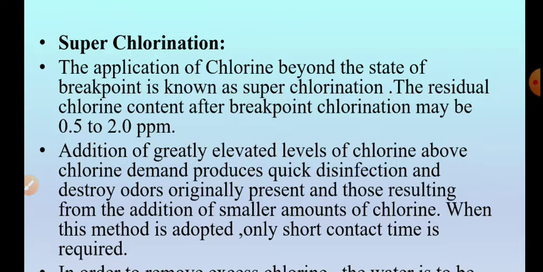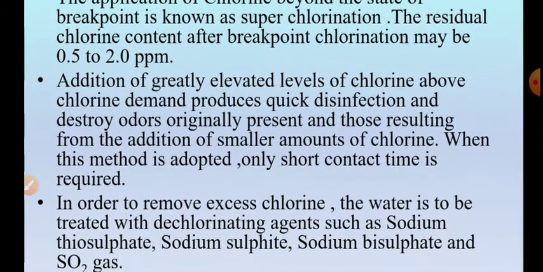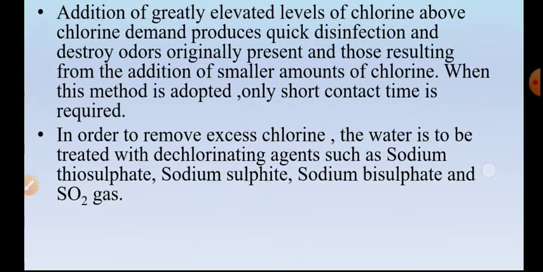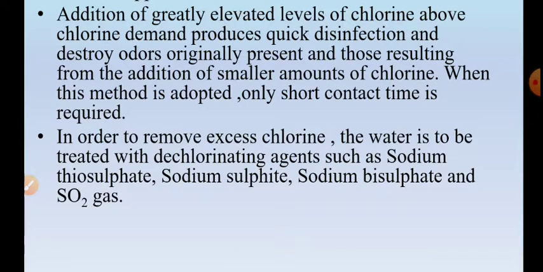Now, what is the use of adding so much chlorine? Addition of greatly elevated level of chlorine above chlorine demand produces quick disinfection. It destroys odors originally present in water and those odors which result from addition of a small amount of chlorine. When this method is adopted, only short contact time is required. Because we have added so much chlorine. So why do we add so much chlorine? Because it produces quick disinfection, destroys the odor originally present as well as those which result from adding a small amount of chlorine, and the contact time is very short.